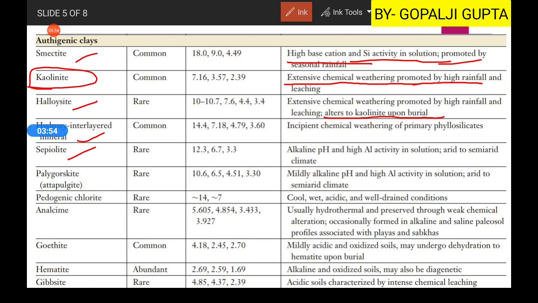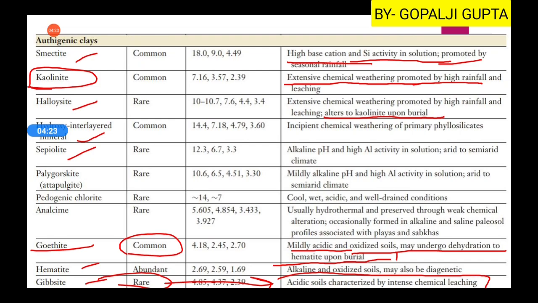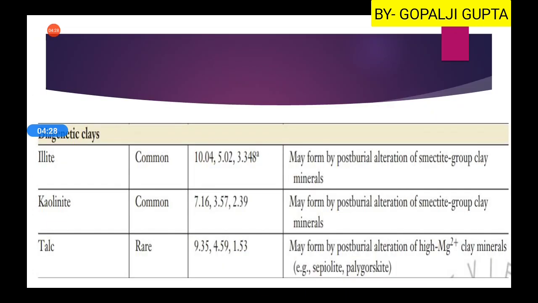zeolite. I am just telling whatever is important here. Here you can see goethite is also common, and you will find it in mildly acidic or oxidized soil, and it may undergo dehydration to hematite upon burial. You have also hematite. Gibbsite is rare, but it can be found in acidic soil which is characterized by intense chemical leaching processes. Then the fourth and last category is your diagenetic clays.